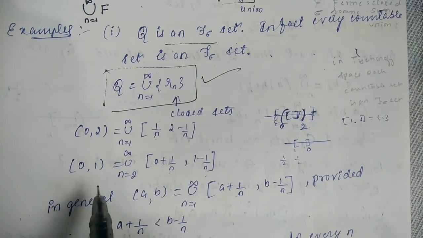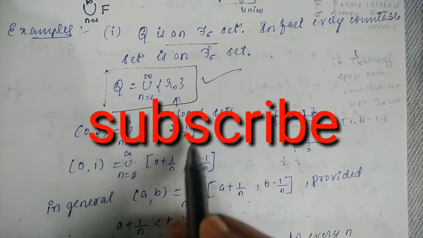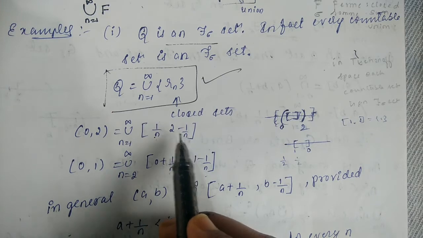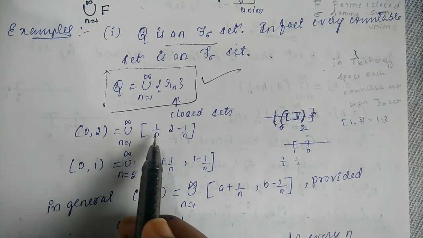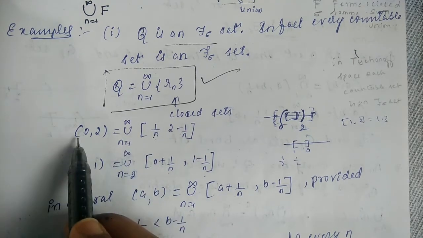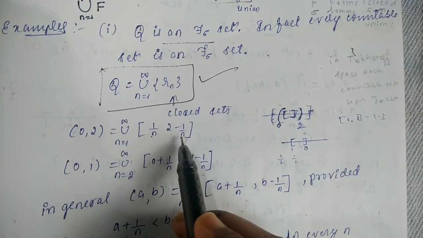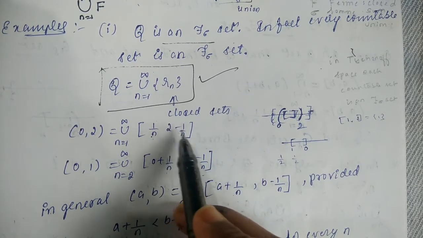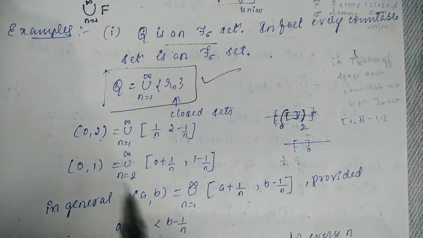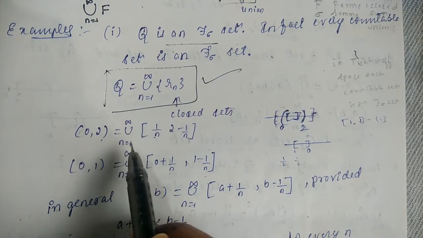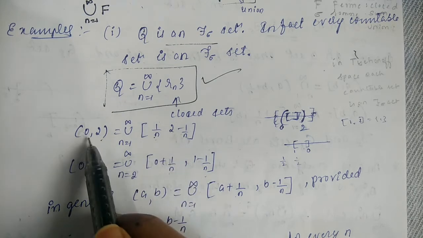Now, what about the open interval (0, 2)? The open interval (0, 2) is the countable union, n from 1 to infinity, of the closed intervals [1/n, 2 minus 1/n]. As n goes to infinity, 1/n goes to 0, but we don't attain the infinity value, so 0 is open. And 2 minus 1/n: if you consider infinity, 2 minus 0 is 2, so here it is an open interval, not closed. Therefore it is clearly a countable union of closed sets, so it is an F sigma set.